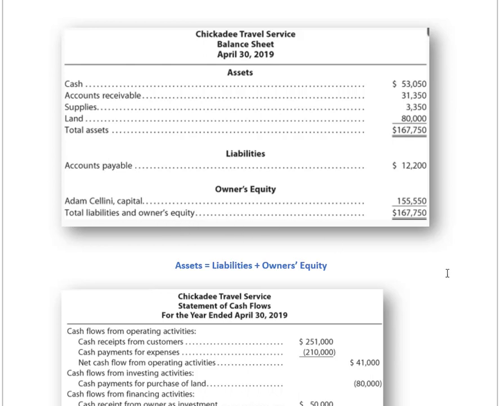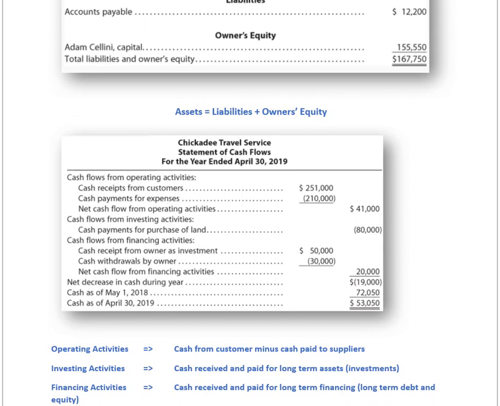And finally, the statement of cash flows. When you think of this statement, think of three main areas: operating, investing, and financing. Operating activities include cash flows from what the business does. They receive cash from customers and they make payments for expenses. That's the amount of cash we receive for operations. Investing activities are changes in long-term assets, and financing activities are changes in long-term liabilities and owner's equity. It's really as simple as that.